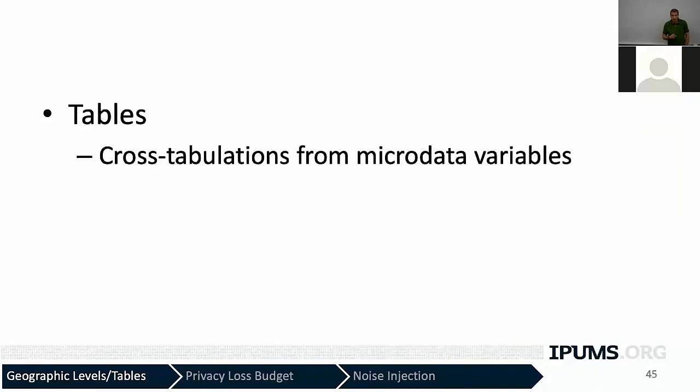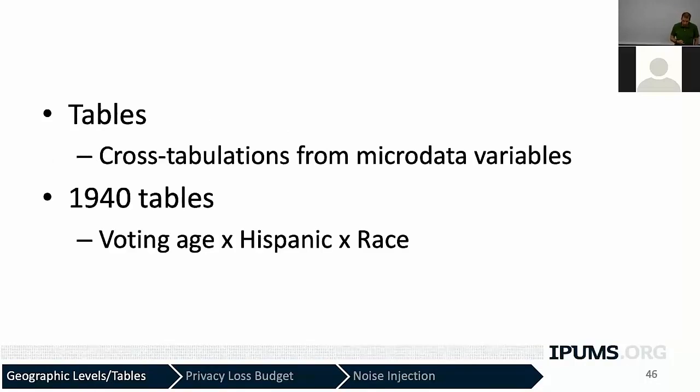For the tables, these are cross tabulations of microdata variables. For 1940, there are 3 tables that they allocated privacy loss budget to.